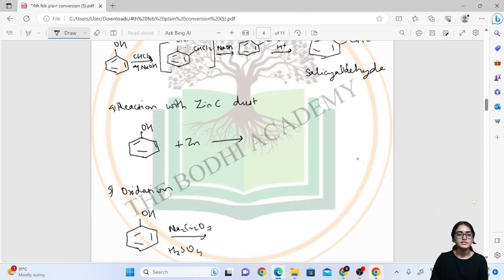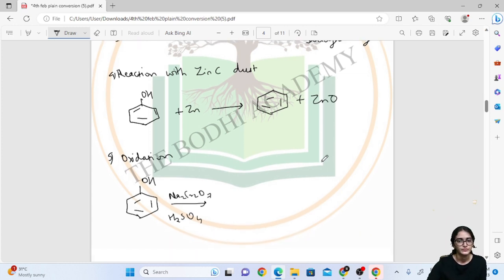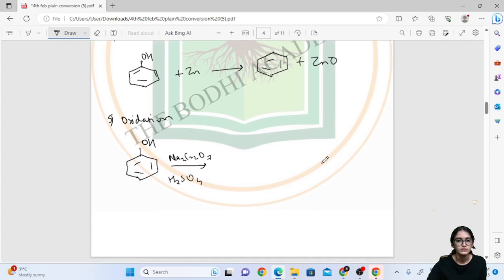Then next is reaction with zinc dust. Now this is a very simple reaction and also a very important reaction, wherein we are converting phenol to benzene. So when a question asks to convert phenol to benzene, then you have to use this reaction. When phenol is treated with zinc dust, we get benzene plus zinc oxide. So this is about conversion of phenol to benzene.